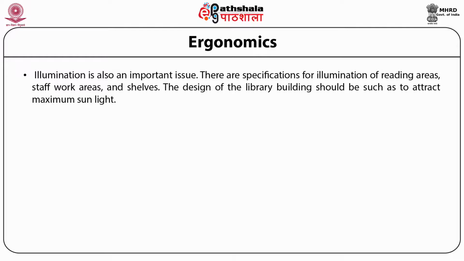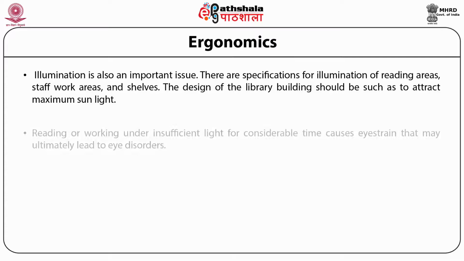Illumination is also an important issue. There are specifications for illumination of reading areas, staff work areas, and shelves. The design of the library building should be such as to attract maximum sunlight. Reading or working under insufficient light for considerable time causes eye strain that may ultimately lead to eye disorders.